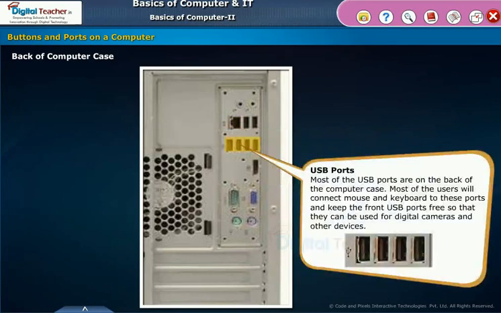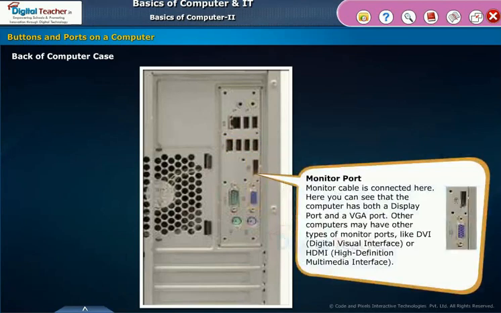USB ports. Most of the USB ports are on the back of the computer case. Most users will connect the mouse and keyboard to these ports and keep the front USB ports free so that they can be used for digital cameras and other devices. Monitor port. The monitor cable is connected here. Here you can see that the computer has both a display port and a VGA port. Other computers may have other types of monitor ports like DVI, Digital Visual Interface, or HDMI, High Definition Multimedia Interface.